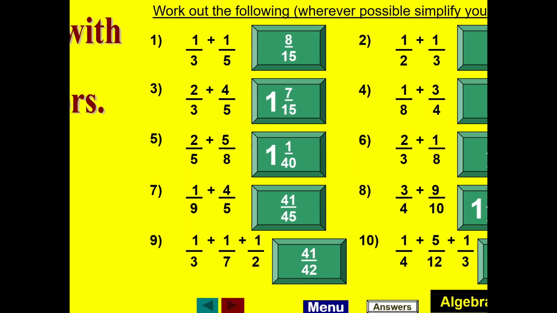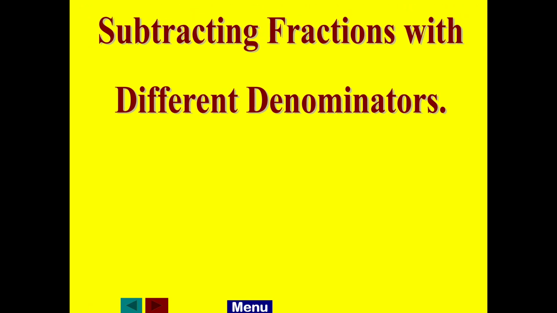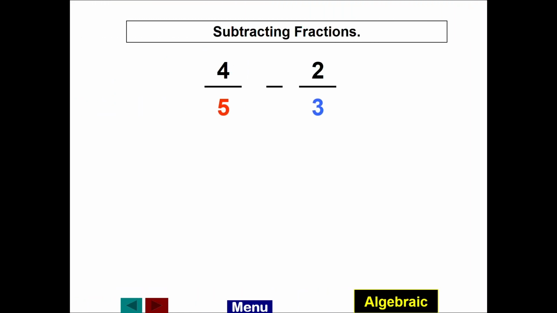Okay, let's move on to subtracting fractions with different denominators. Basically it's the same strategy we're going to follow. The only difference is subtracting this time. So we multiply the numerator and denominator of the second fraction by 5, where 5 comes from the denominator of the first fraction. And you do the same thing, multiplying the numerator and denominator of the first fraction by 3. The whole idea of doing this is to make the denominators the same.